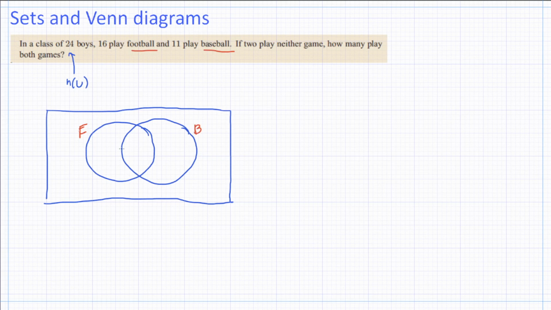So I know that 16 people play football. That's not only this part. This is a common mistake. Students come here, they write 16 because it's football and 11 baseball. That's wrong, because the 16 who play football, some of them might play baseball as well. So that's not right. So let X be the number of people who play both games. Okay?